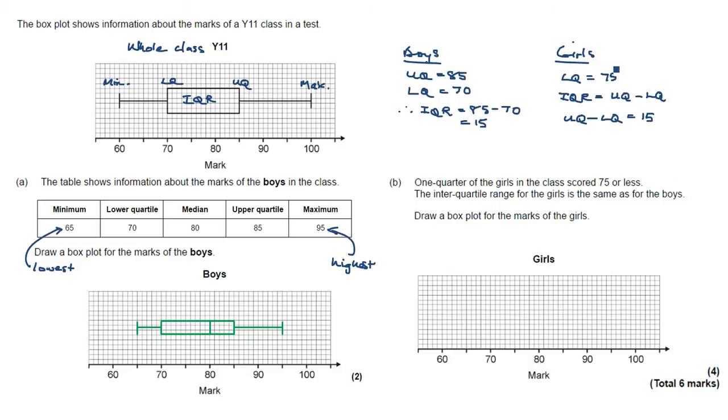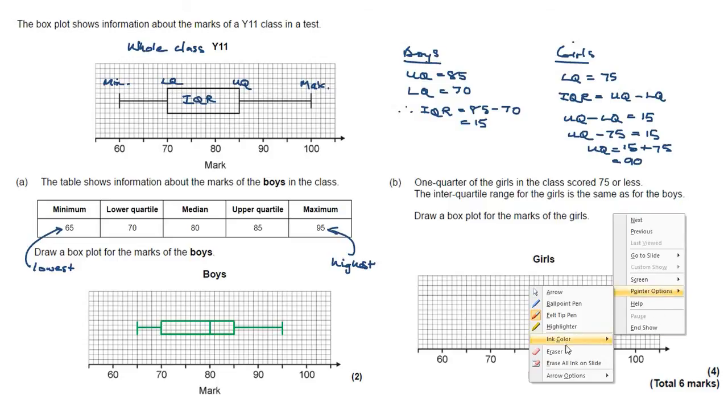Okay, and we know what the lower quartile is. The lower quartile is 75, so the upper quartile minus 75 equals 15. So if I add 75 to both sides, I've now got that the upper quartile equals 15 plus 75 equals 90. Okay, so the upper quartile for the girls is 90, the lower quartile for the girls is 75. Let's just circle those.